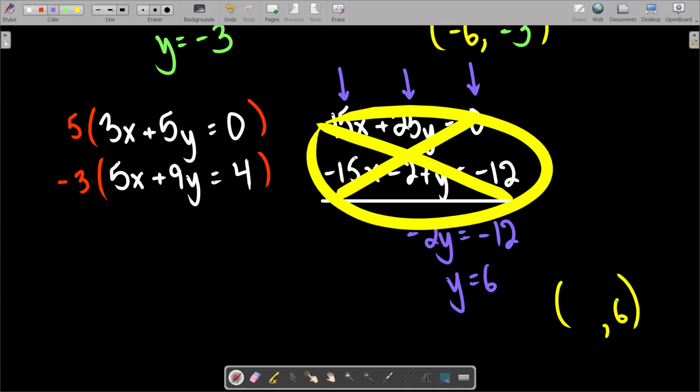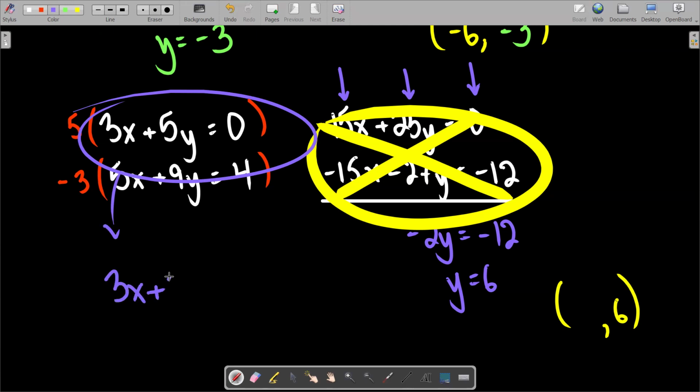So I'm going to grab that top equation and I'm going to write it down here, but I'm going to change his y number into a 6. So it's going to say 3 times x plus 5 times 6, which is 30. And then I'm going to do a little kitty algebra. Yeah, we're done. How do you solve?